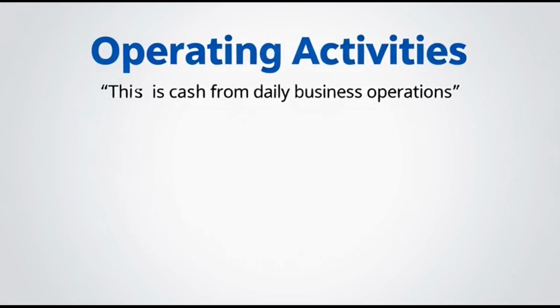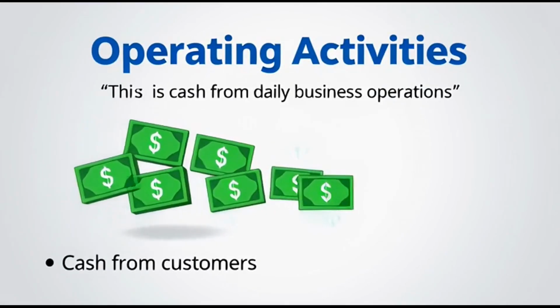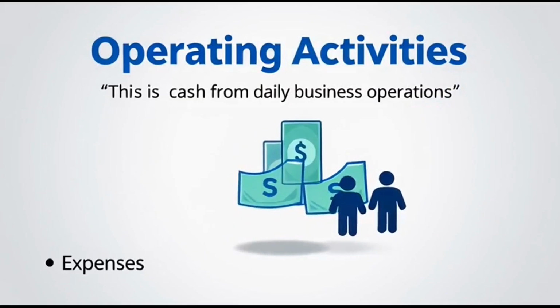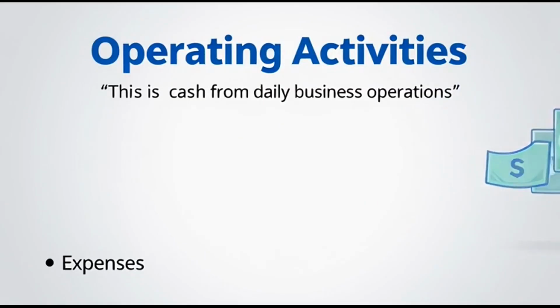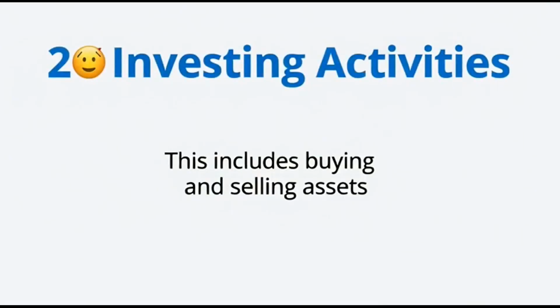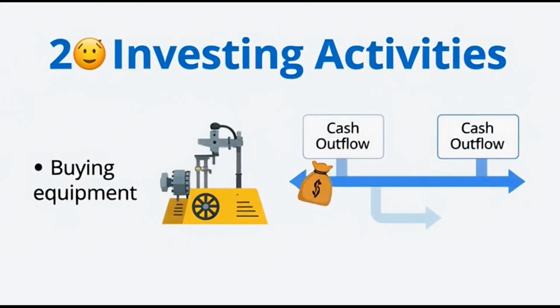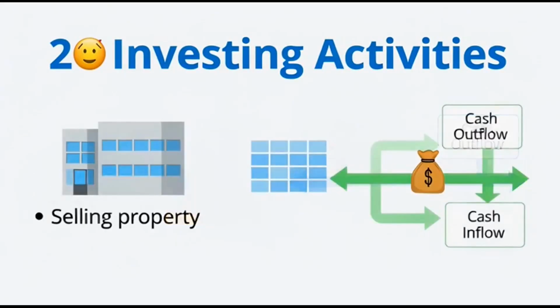Operating activities represent the cash generated from a company's daily business operations. This includes cash received from customers for goods or services. It also covers cash paid out for salaries to employees and other business expenses. Investing activities include buying and selling long-term assets. For example, buying equipment is a cash outflow, while selling property generates a cash inflow.